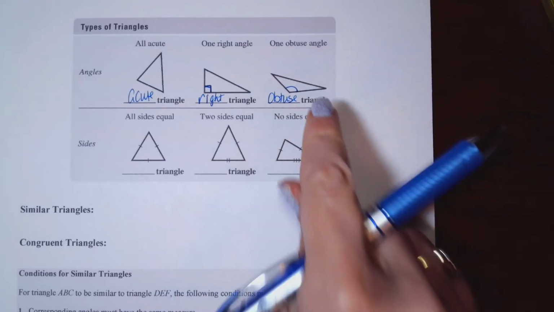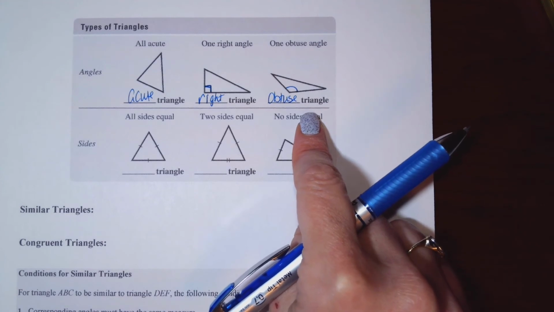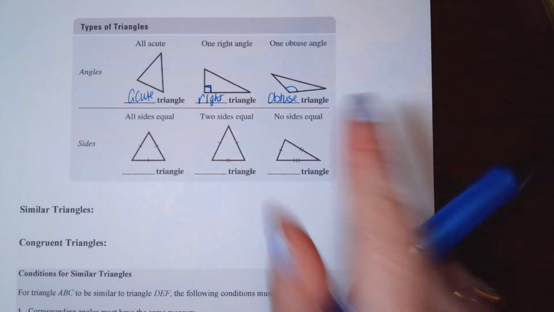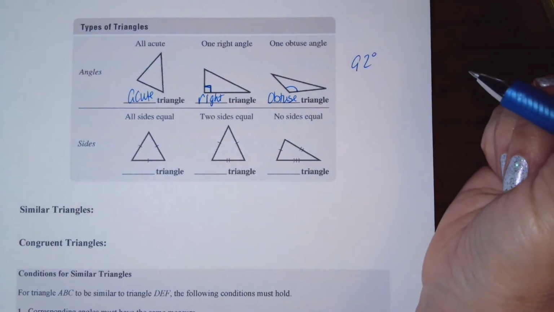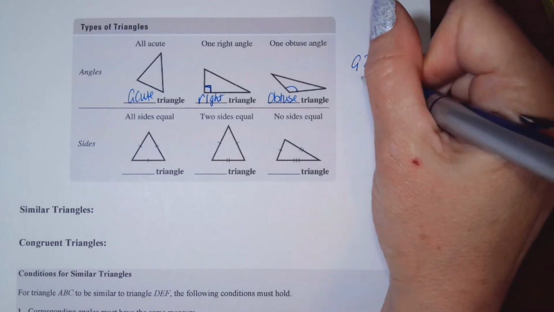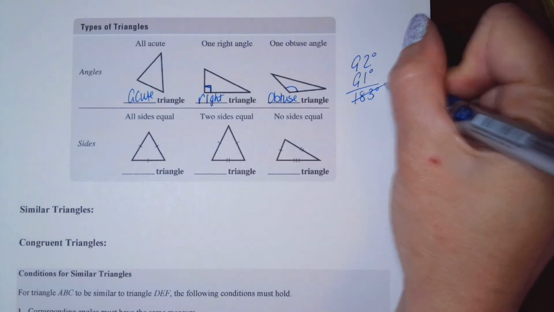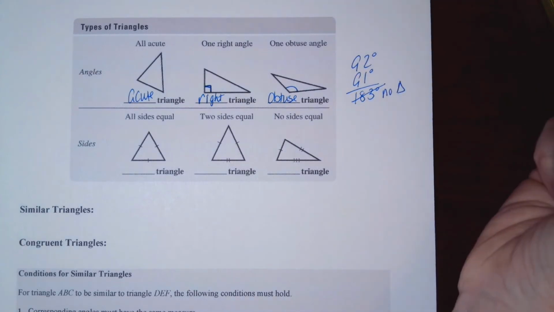Now, let's think about this. Can I ever have more than 1 obtuse angle in a triangle? Well, by definition, an obtuse angle is more than 90 degrees. So let's say that I have one angle that's 92 degrees. Can I have another angle that's bigger than 90? Well, let's say the other angle would be 91. That would add up to 183 degrees. That's too many degrees to be a triangle. There's no triangle, because the sum of the three angles in a triangle is only 180.